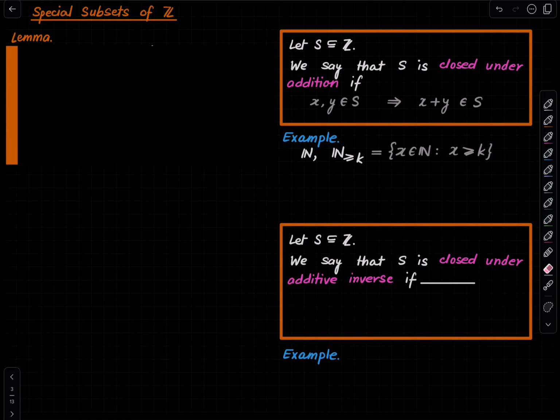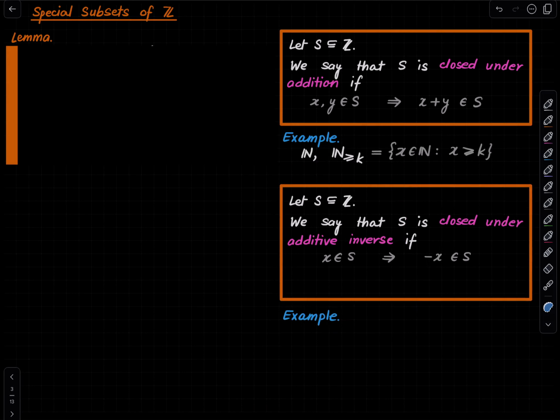Another related concept, fix a subset of integers, call it S. We say that S is closed under additive inverses if whenever we pick x in S, we find that its additive inverse remains in S. So this is also a very simple concept.